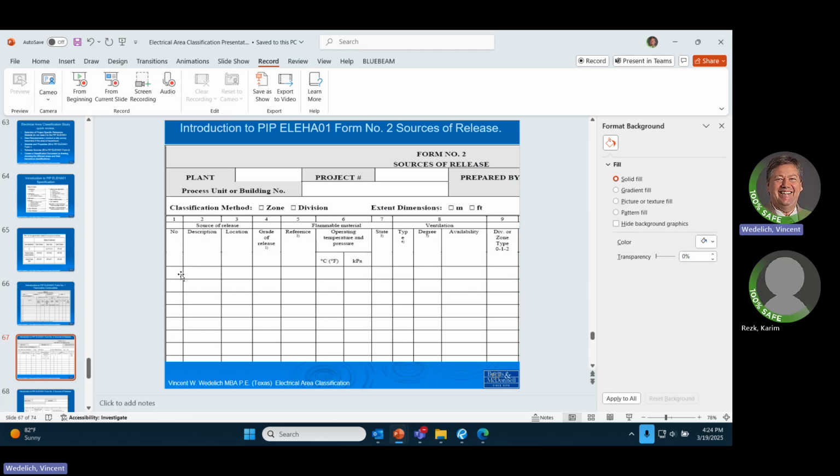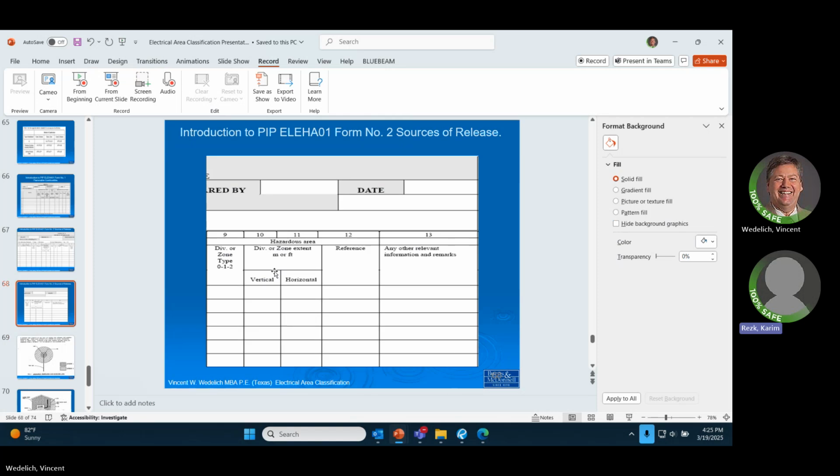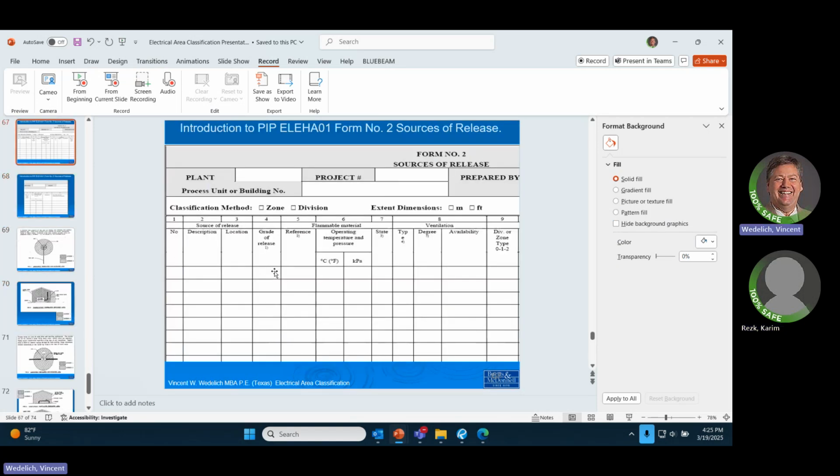So I say reference number 1, hydrogen, description, a valve, location on a certain drawing. If this was my A's and these were my numbers down here, and it happened to be Z1 or A1, right, and it happened to be right there, that's how I would label that. Grade of release. What does grade of release mean? The rate of release. What does that mean?